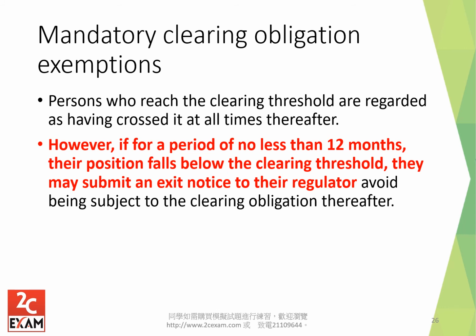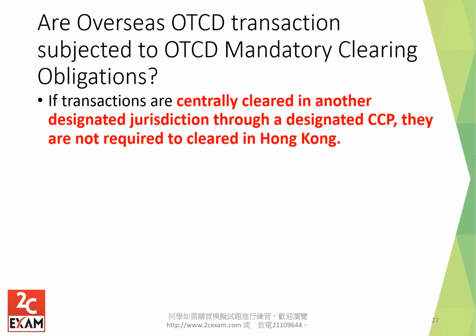Persons who have crossed the threshold are regarded as having crossed it at all times thereafter. Therefore, they must have this mandatory clearing obligation. However, if for a period of no less than 12 months, the position falls below the clearing threshold for a consecutive period of 12 months, they may submit an exit notice to their regulator to avoid being subjected to clearing obligation thereafter. And if they eventually cross that threshold again, then these mandatory clearing obligations arise once again. It's a cycle.